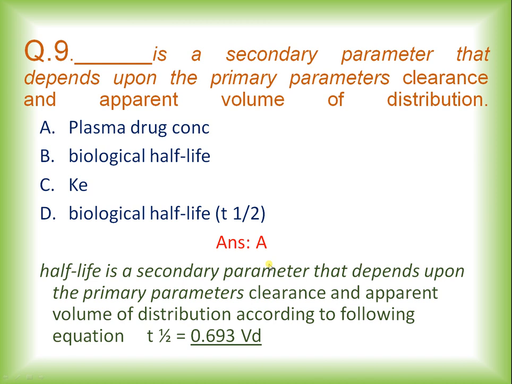So you can see over here that plasma half-life or biological half-life is a secondary parameter which depends upon the primary parameters such as clearance and apparent volume of distribution. So as per this equation, T half is equal to 0.693 multiplied by Vd, whole thing divided by total clearance.